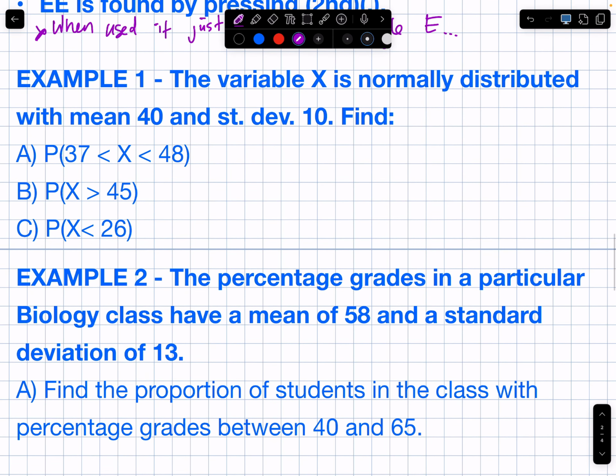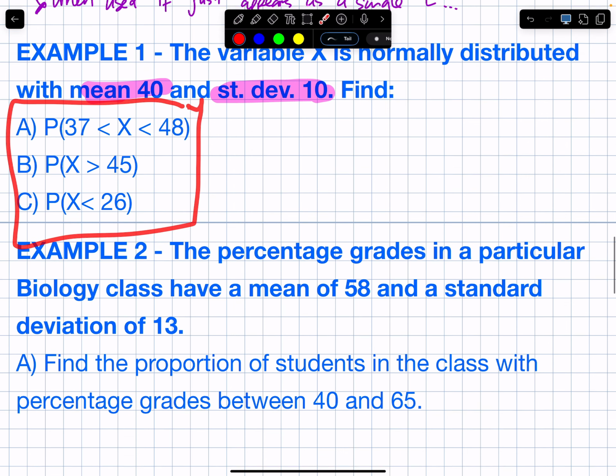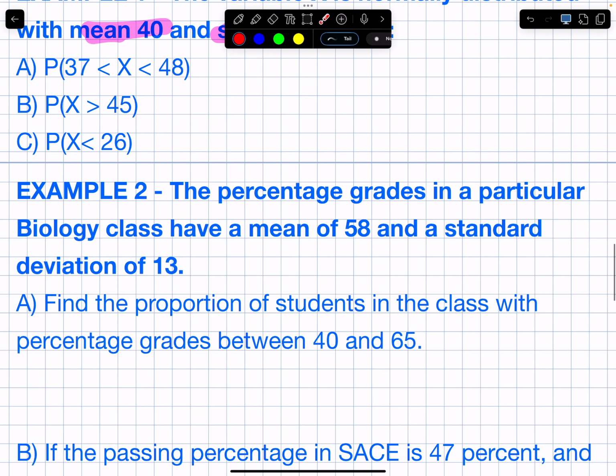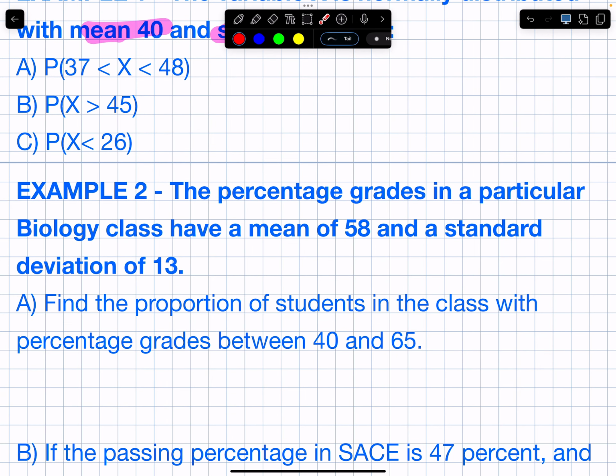So having a look at example 1. You're told variable X. We don't know what it is. It doesn't matter. It's just a variable, and we know that the mean of it is 40 and the standard deviation is 10. And the question, I only include these questions here because your book has them. Most of the questions you'll do for the actual exam look like this. They're fully worded. But I don't want to skip out on any practice.